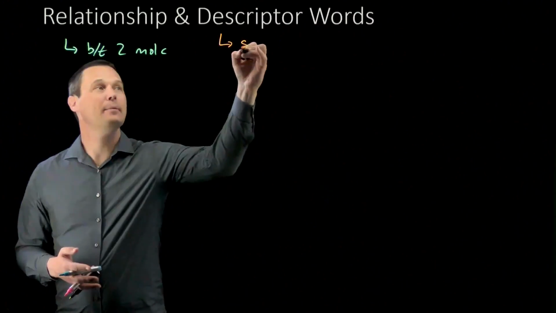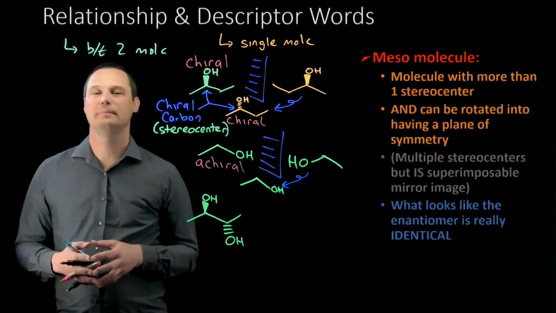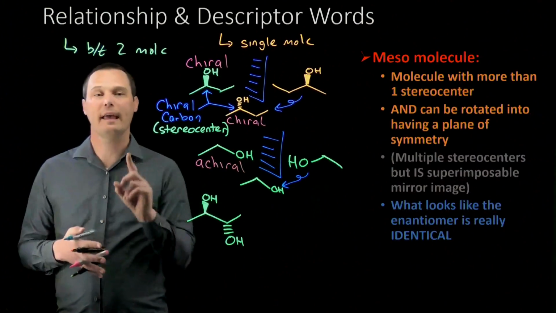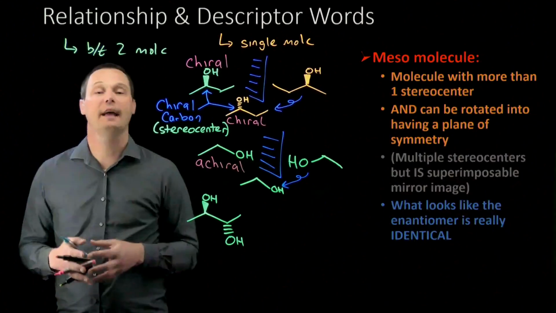As we move through organic chemistry, we're going to be asked to classify molecules. Descriptor words describe a single molecule, like meso molecule. In terms of definitions, a meso molecule is a molecule that has more than one stereocenter and has a plane of symmetry, or can be rotated into having a plane of symmetry.